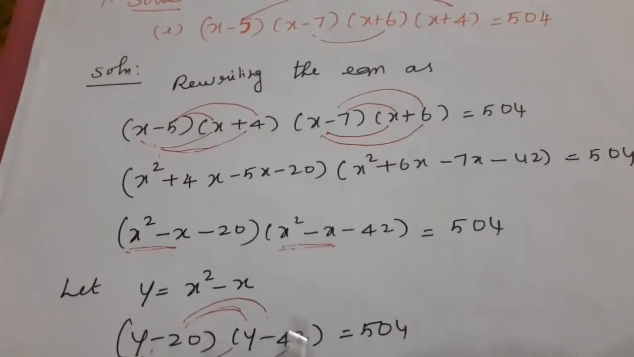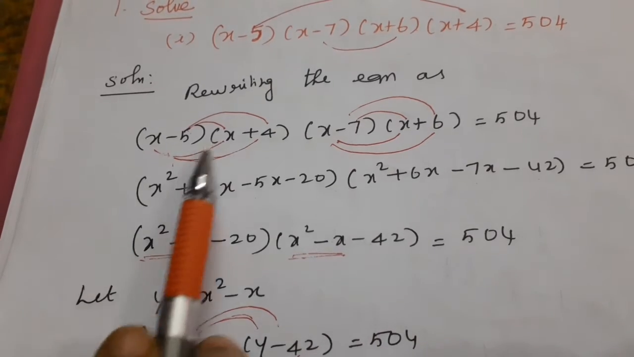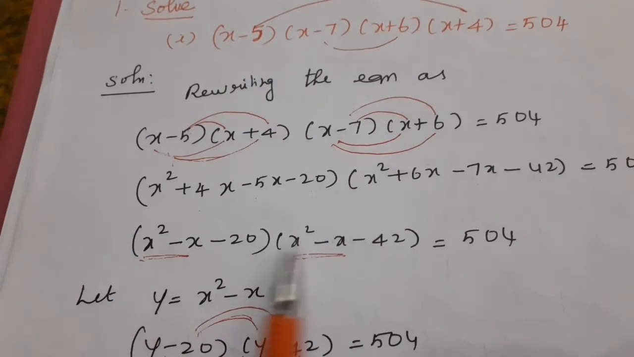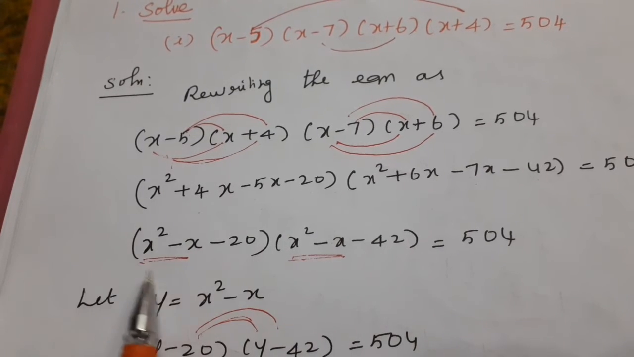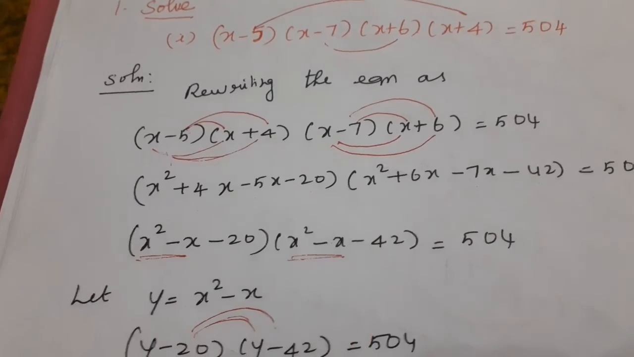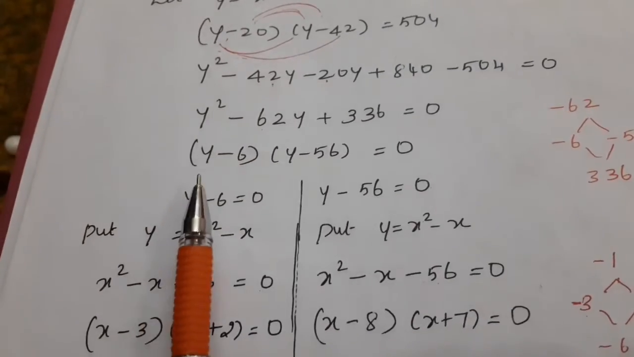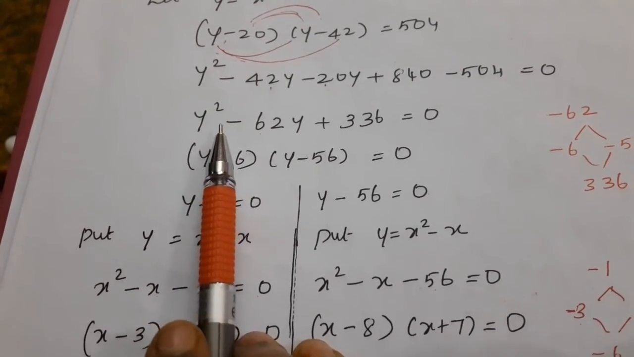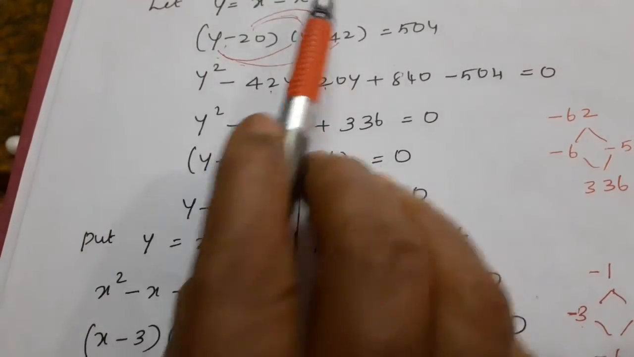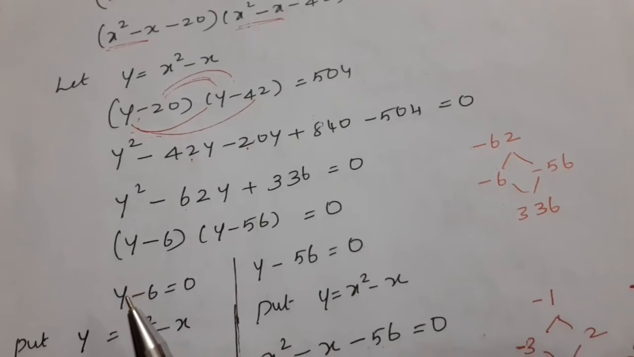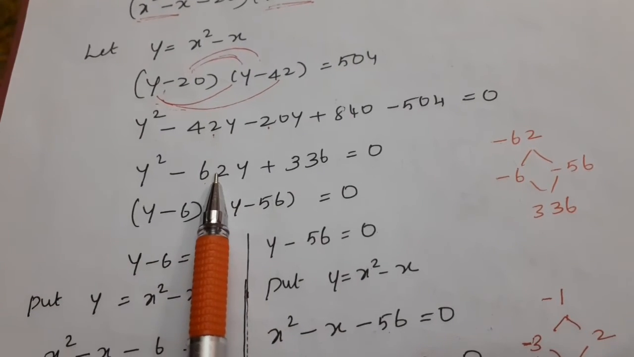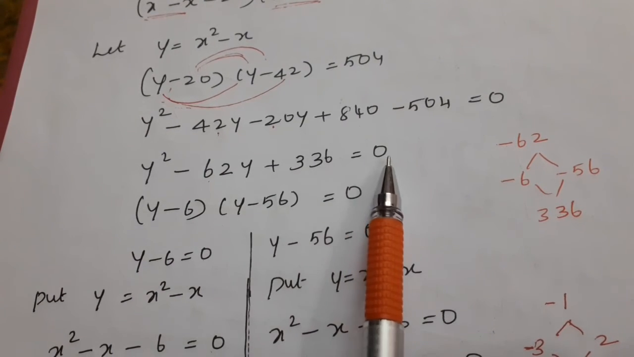This is a very important sum for you. Go through it properly. Very simple. The 4 brackets are converted into 2 brackets, thus the quadratic equation. We take x square minus x as what? Y. That is y minus 20 into y minus 42. After multiplication, you get a quadratic equation in terms of y. First you get it in terms of x. After simplification, getting the quadratic equation in terms of what? Y. So y square minus 62y plus 336 equal to 0.